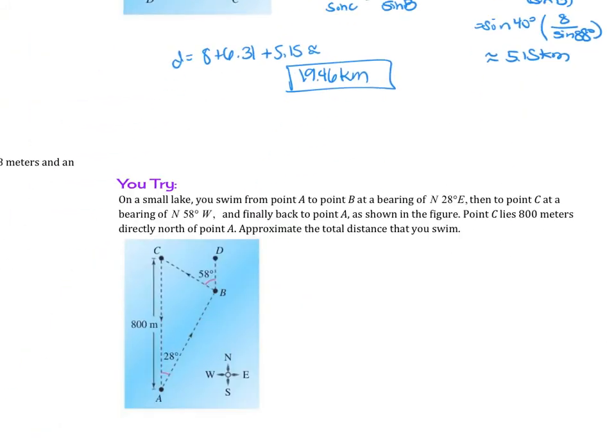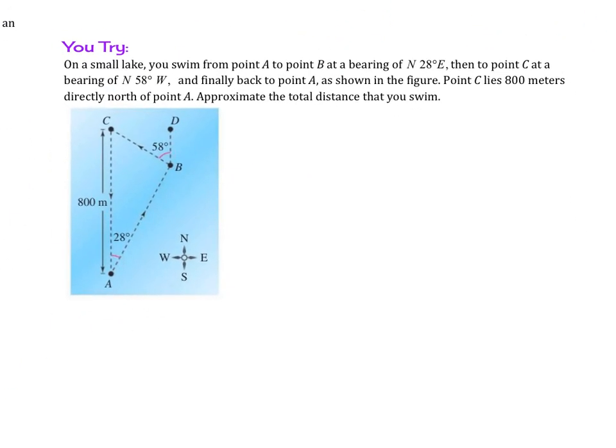And so now I want you to try this example down here. On a small lake, you swim from point A to point B at a bearing of north 28 degrees east, then to point C at a bearing of north 58 degrees west, and finally back to point A as shown in the figure. Point C lies 800 meters directly north of point A. We need to approximate the total distance that you swim.